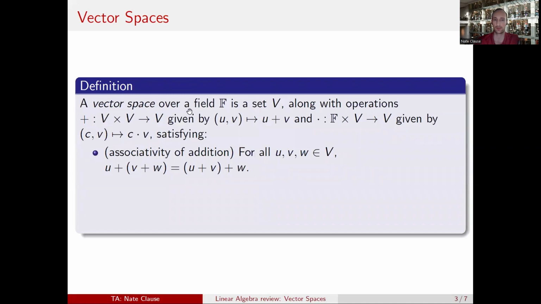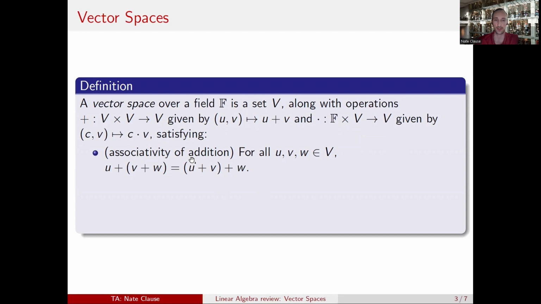So now, let's give the formal definition. A vector space over a field F is a set V along with operations addition, which is mapped from V cross V to V, given by u comma v maps to u plus v, and scalar multiplication, a function from the field cross V to V, given by c comma v maps to c dot v, or in other words, c times v, satisfying a number of properties. I won't go through all of the properties in detail. If you want to really take the time to parse them in detail, feel free to, of course, pause the video.